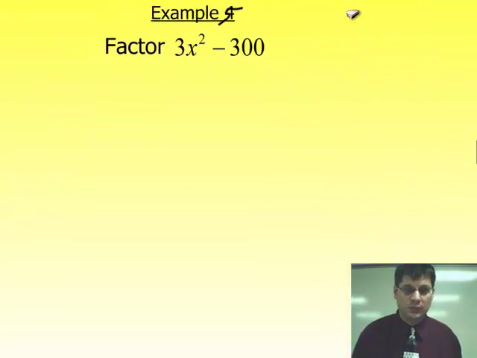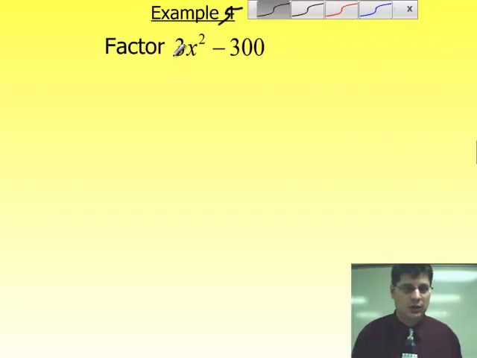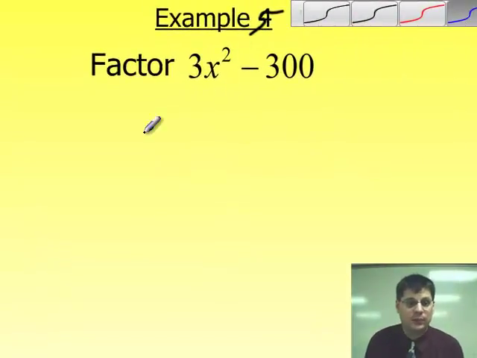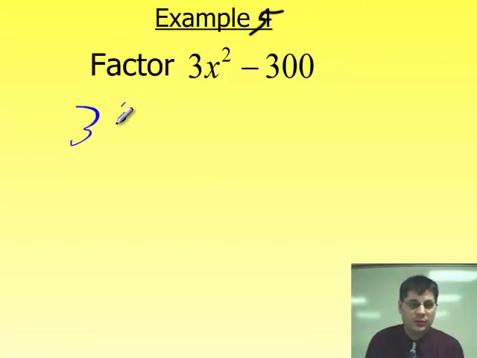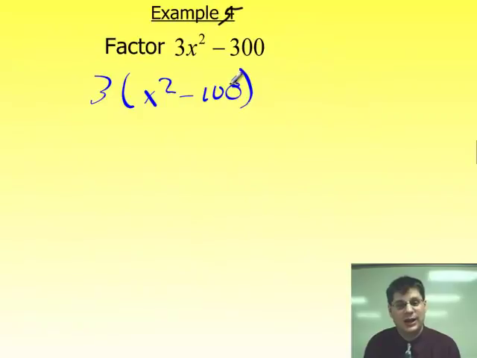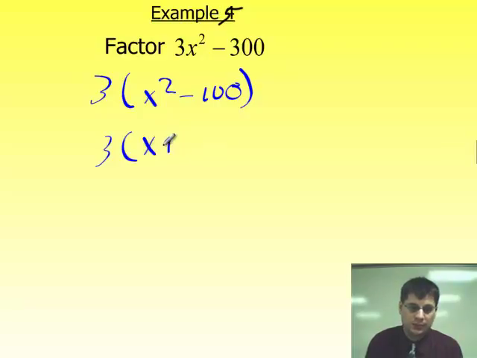So we're going to do the GCF first, and I can say, is there a common factor between these two that I can factor out? And the answer would be yes. In fact, I can pull out a 3 from both of these. So I'm going to factor out a 3, which leaves me with x squared minus 100. Now I look at what I have left in the parentheses, and I see that x squared is a perfect square and 100 is a perfect square, so I can factor that. So 3, and then x plus 10 and x minus 10.